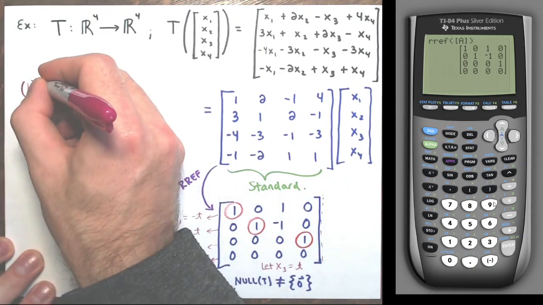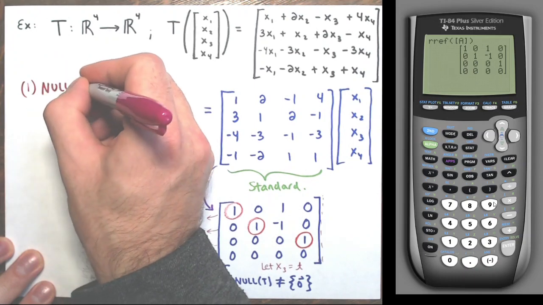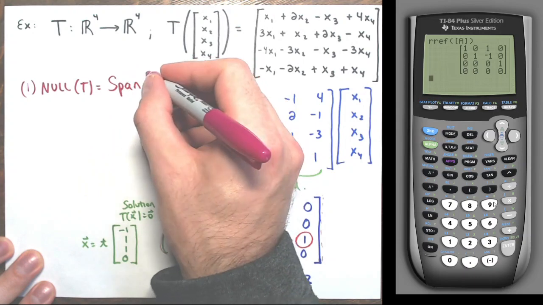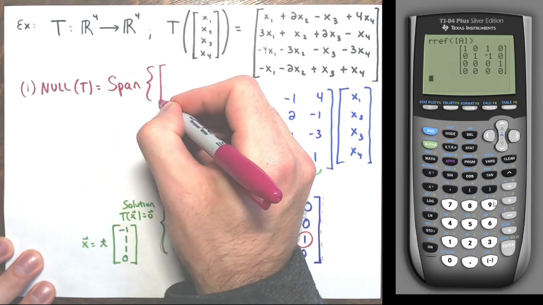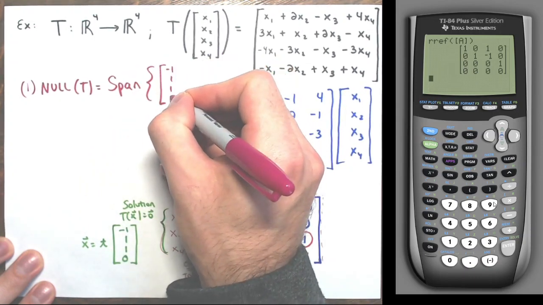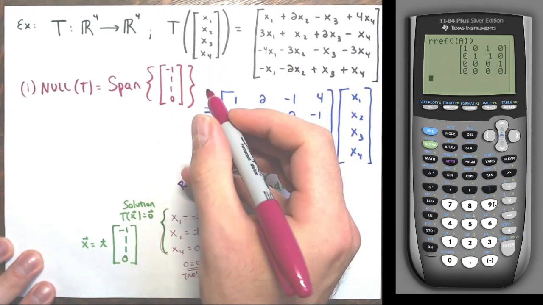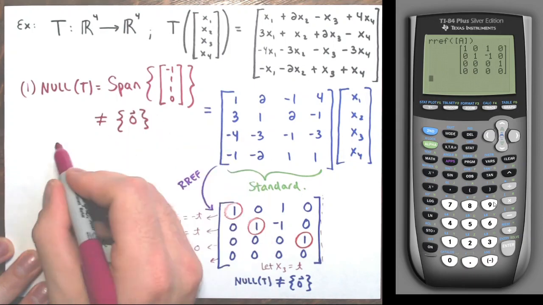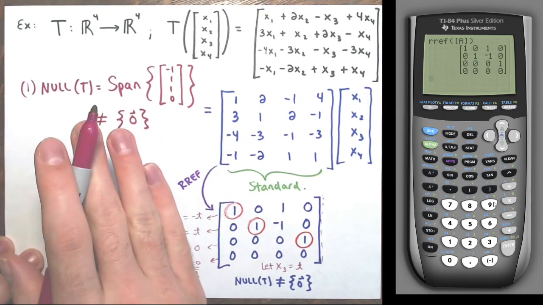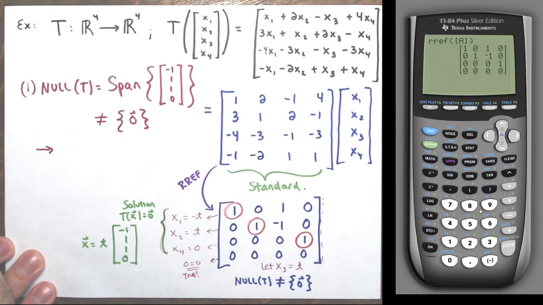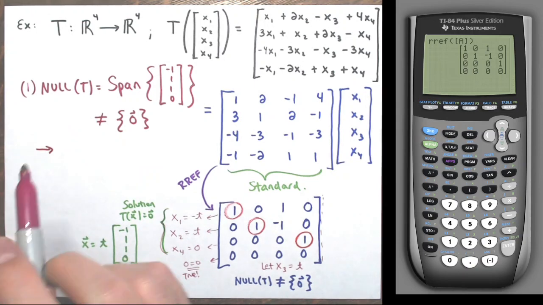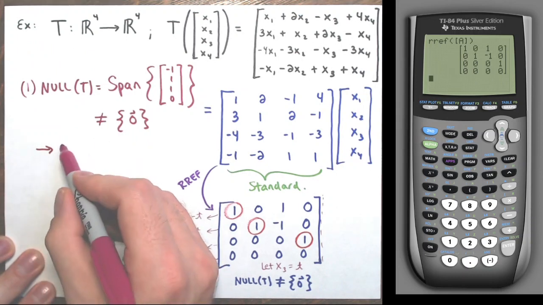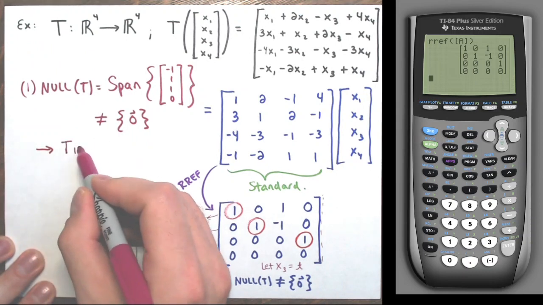So the null space of T is the span of just the set with the vector negative 1, 1, 1, 0 in it. Which is clearly, again, not just the 0 vector. So that tells me, again, this rule really applies to linear transformations. So a linear transformation where the null space isn't just that set with the 0 vector in it, T is not 1-to-1.